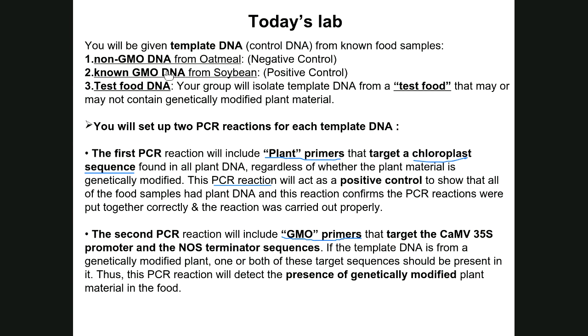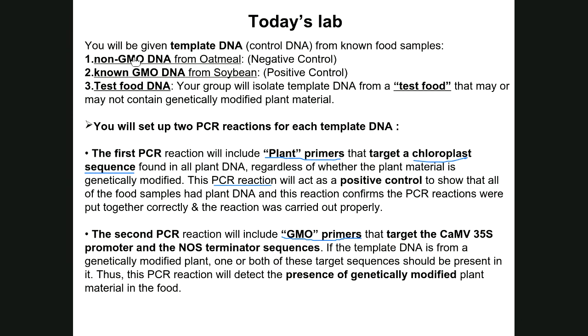You should get a positive result using these plant primers when combining them with all 3 different types of DNA. You should always get a positive PCR result. Okay, DNA should be replicated. So this is a control. The second PCR reaction, or the reason why you would set up a second PCR reaction, okay, is to determine if the food source was derived from a GMO plant. In other words, the purpose of the lab.